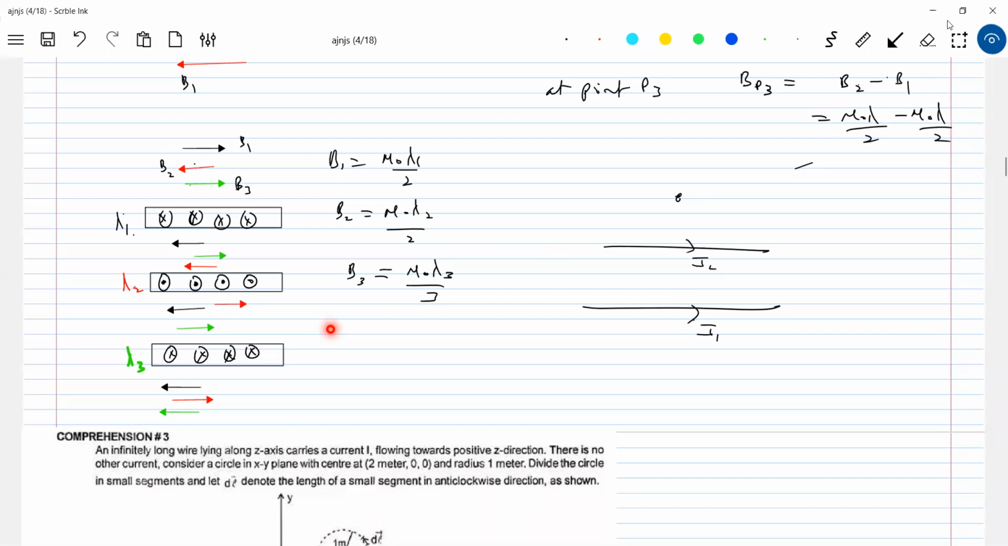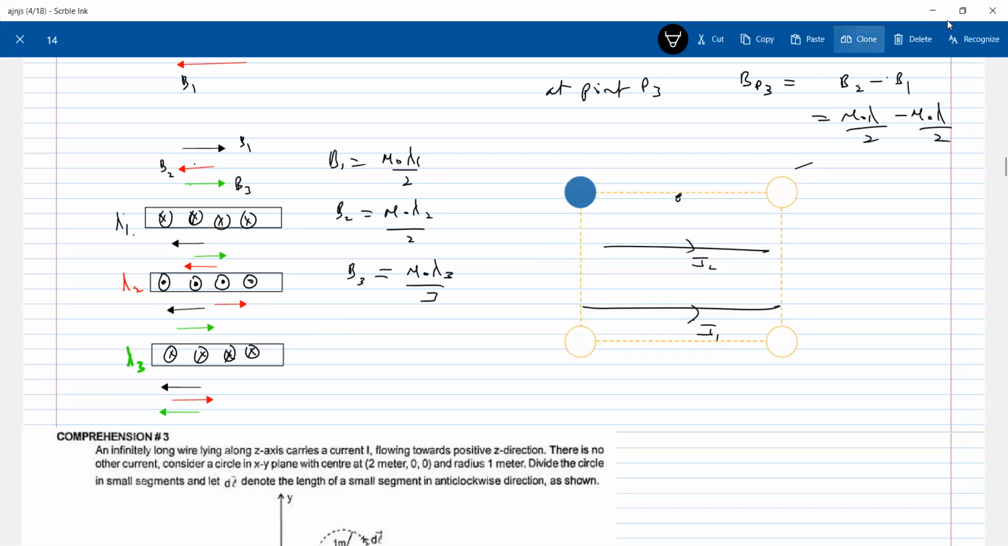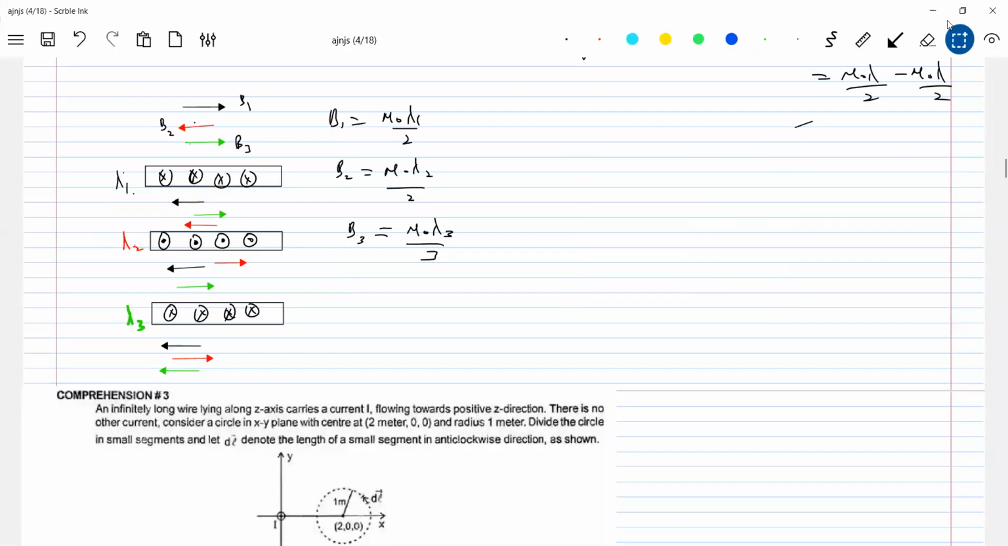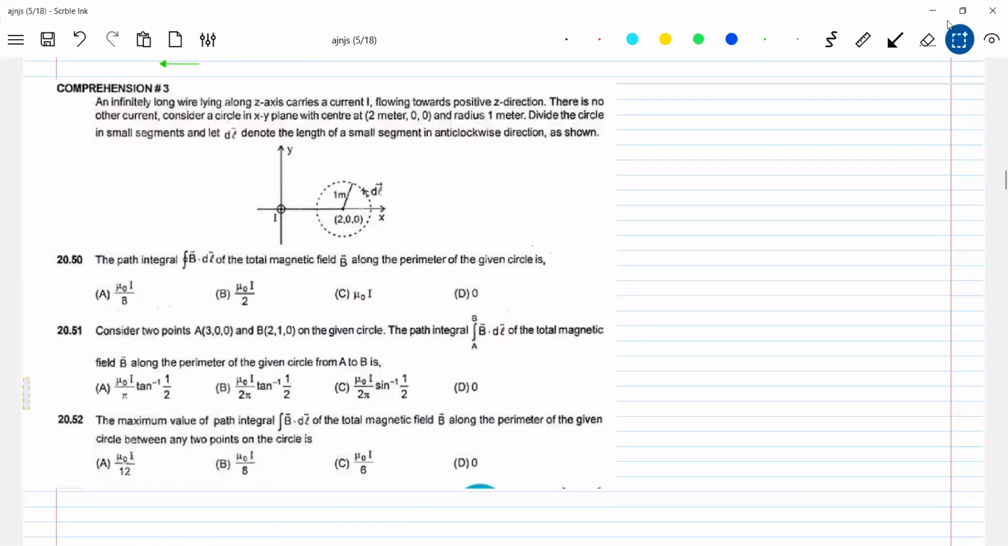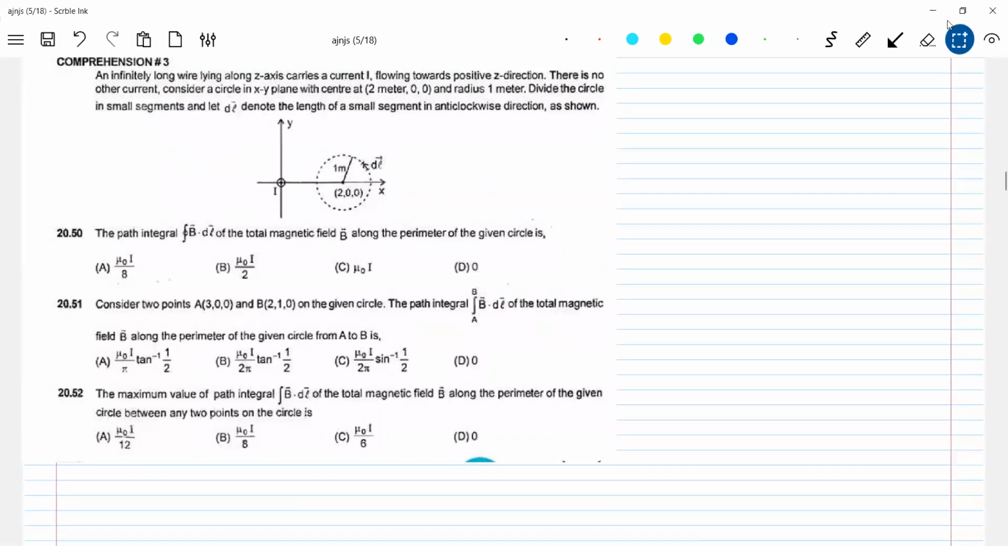Okay, let's go for the next concept. This is about the plates. So let's come back to Ampere's circuital law. We'll wind up this one today. Okay, read the question now.